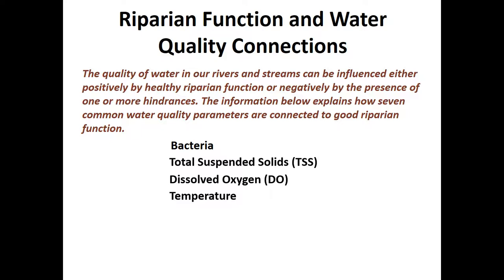Sixth is clarity. Clarity of water is a measure of how far light can travel through it. The clearer the water, the farther the light can travel, promoting photosynthesis and aquatic plant growth. Clarity can be degraded by the presence of fine sediment within the stream channel. Good riparian vegetation can help to trap and stabilize fine sediment before it enters a stream.